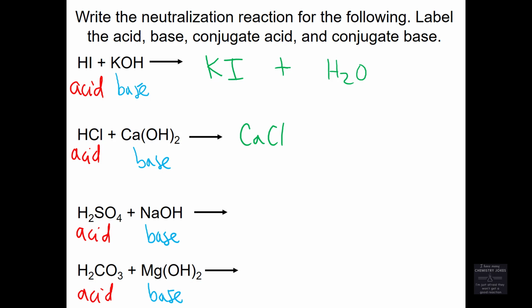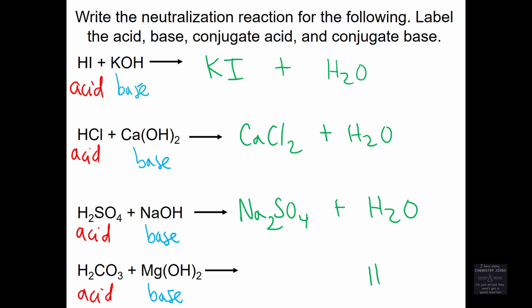Calcium is a 2+, and chloride is a 1-. So when they hook up, you got to have 2 chlorides for every 1 calcium, and water. I'm going to have some sodium and some sulfate left over, but sulfate's a 2-, sodium's a 1+. You got to make those charges balanced. And finally, I'm going to get some water, and some magnesium and some carbonate. Magnesium's a 2+, carbonate's a 2-, match made in heaven right there.